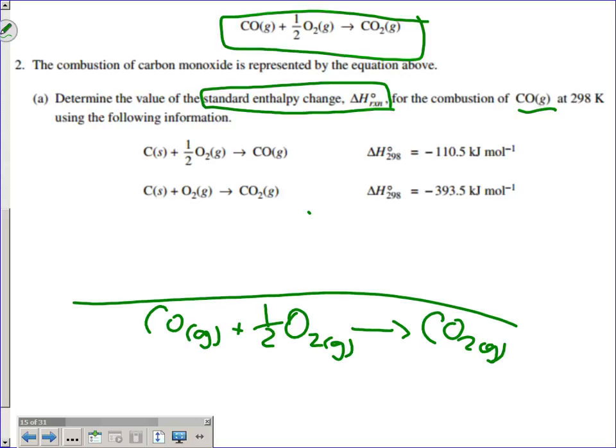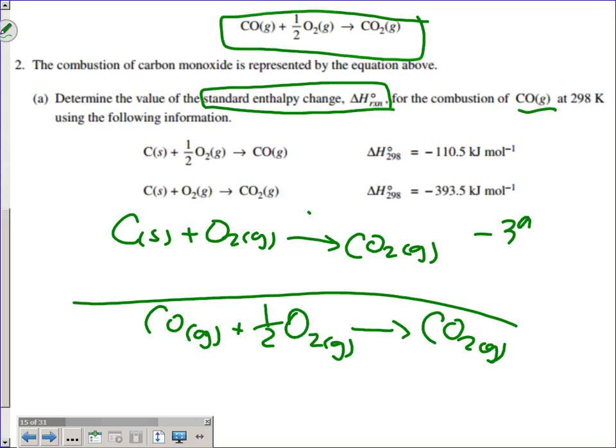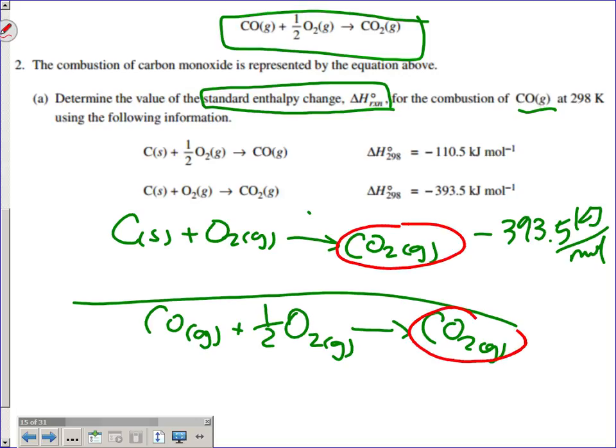So I'm going to start off by writing this reaction out. C solid plus oxygen gas yields carbon dioxide gas, and the energy associated with that is negative 393.5 kilojoules per mole. You'll notice that this carbon dioxide and this carbon dioxide are the same thing, so this is going to follow down with me. But this carbon doesn't exist in my final equation, so I have to find a way to cancel it out by writing my next equation with carbon on the product side so it will cancel.